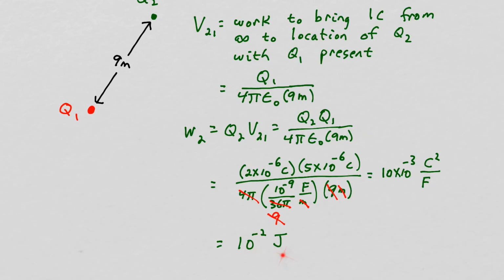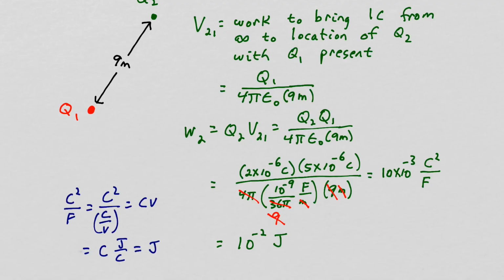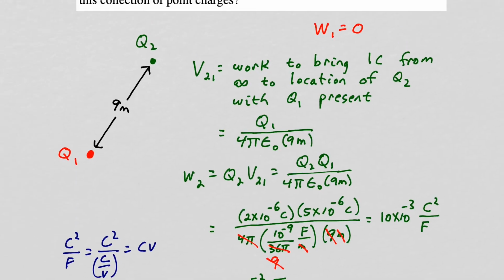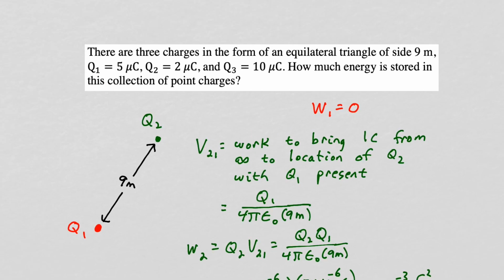Let's look at these units. A farad is a coulomb per volt, which we'll get to later when we talk about capacitors. So this becomes a coulomb times a volt. A volt is a joule per coulomb, so we're left with joules. So the work to bring in the second charge is 10 to the minus 2 joules.